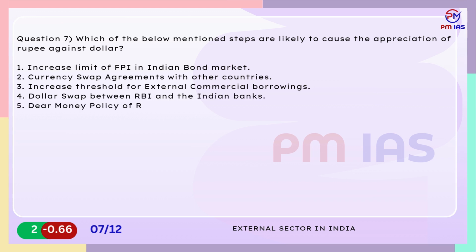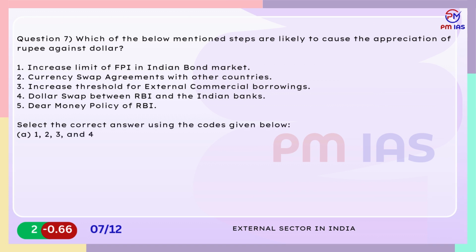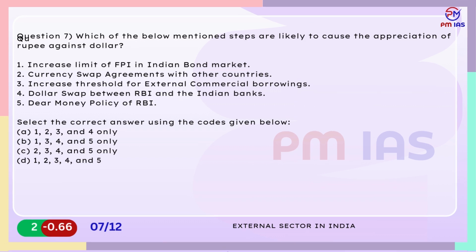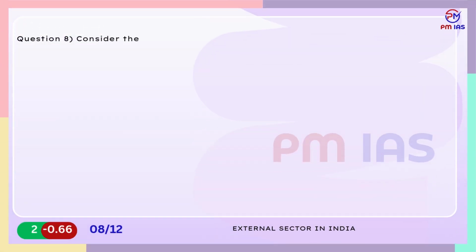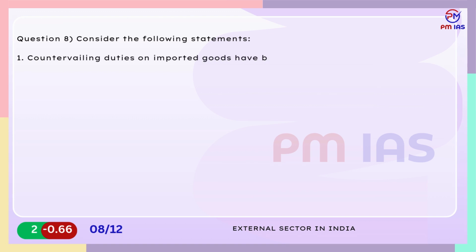A. 1, 2, 3, and 4 only. B. 1, 3, 4, and 5 only. C. 2, 3, 4, and 5 only. D. 1, 2, 3, 4, and 5. Question 8. Consider the following statements. 1. Countervailing duties on imported goods have been abolished in India.